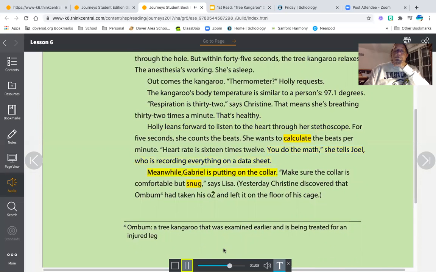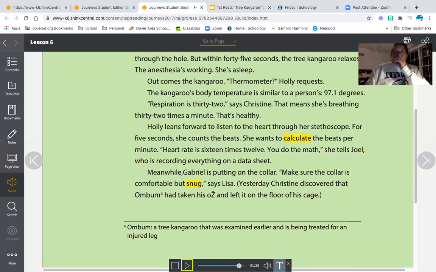Meanwhile, Gabriel is putting on the collar. Make sure the collar is comfortable but snug, says Lisa. Yesterday, Christine discovered that Bum 4 had taken his off and left it on the floor of his cage. Bum, a tree kangaroo that was examined earlier and is being treated for an injured leg.